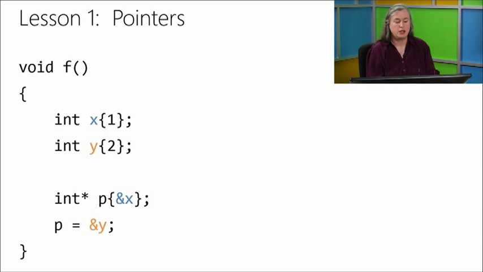So here we have x and y, and we have an integer pointer called p. We initialize p to the address of x, and then, without doing anything with it because we're trying to fit on a PowerPoint slide, immediately change its value to be the address of y. So p was pointing to x, and if you'd said star p equals 3, you'd have changed the value of x. But now p's pointing to y, and if you say star p equals 3, you'll change the value of y.